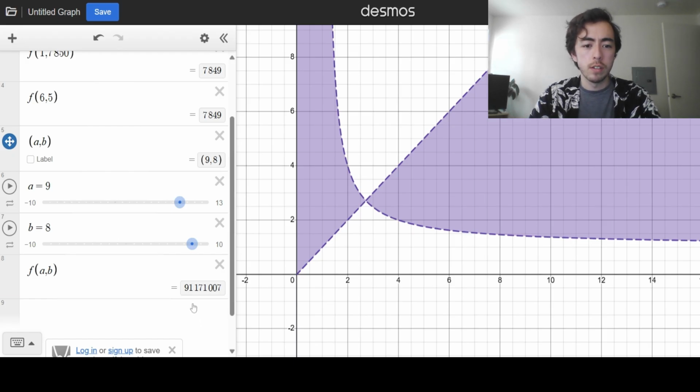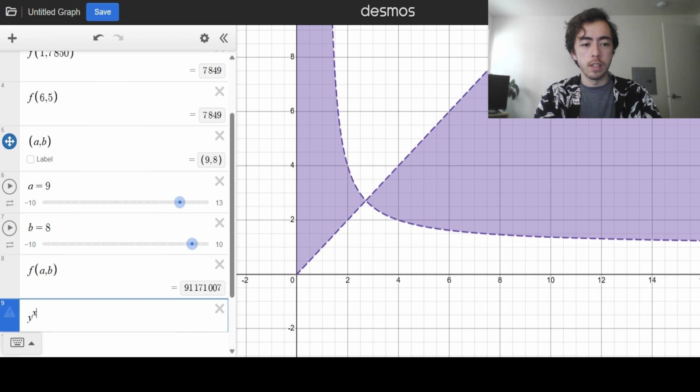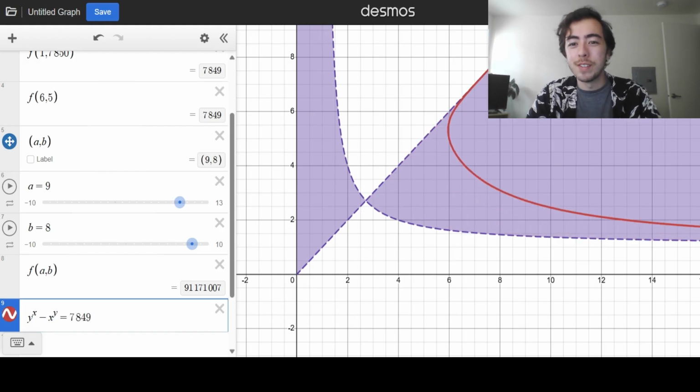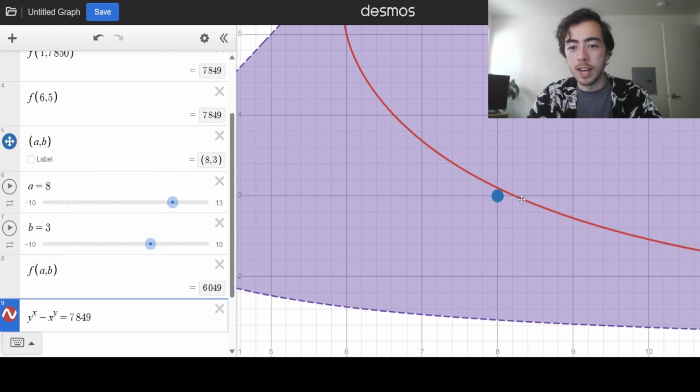I could just graph y to the x minus x to the y equals 7,849. There we go. And so this curve describes all the spots where we are going to find a solution. So going back to this one, I think I was hopping over the value here, and now we can see that it does hop over that line. And this one also hops over the line. If we zoom in more, we can see that it doesn't actually hit an integer spot right there.